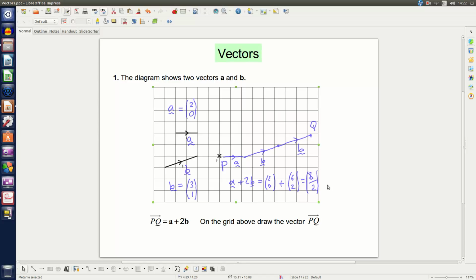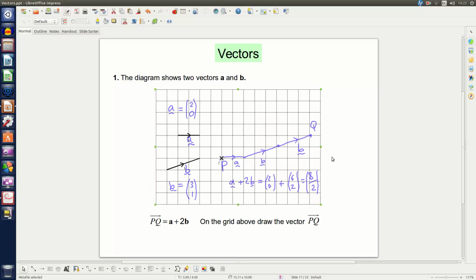Now what does that (8, 2) mean? Well, sure enough, if I want to get from P to Q, I need to go 8 across and 2 up. So it's worked, if you see what I mean. I've just moved it slightly out of place. There we go, that's better. It's worked. A plus 2B is the vector PQ. Let's have a look at another kind of question.